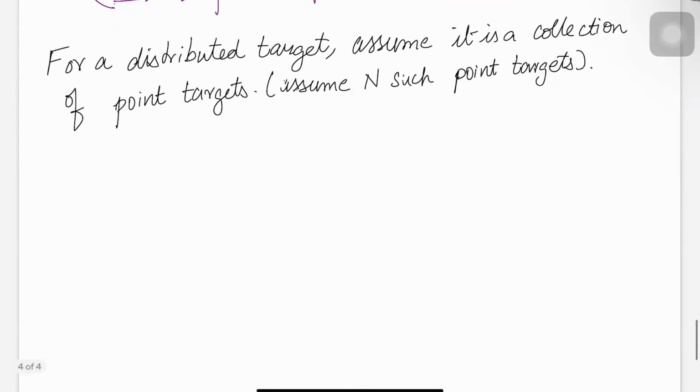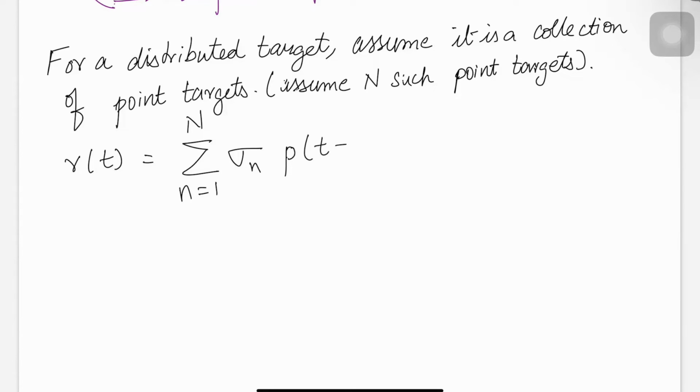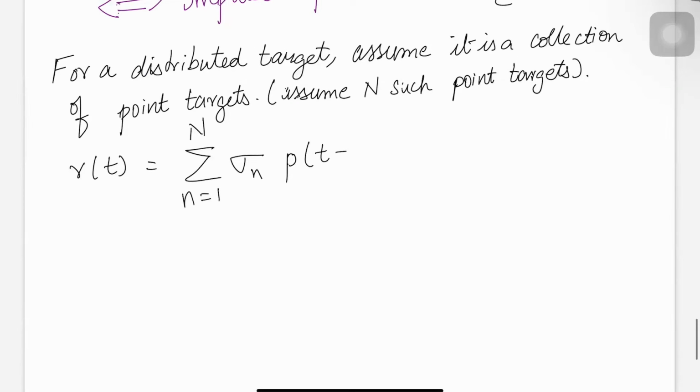Okay, with this assumption, the response after reflecting from all these point targets is just the summation of each of their responses. So it's a summation from n equal to 1 to N, sigma n, p of t minus 2 ln over c.